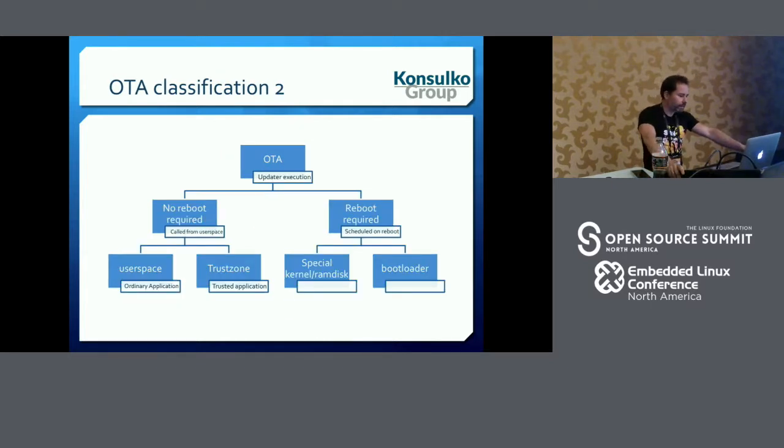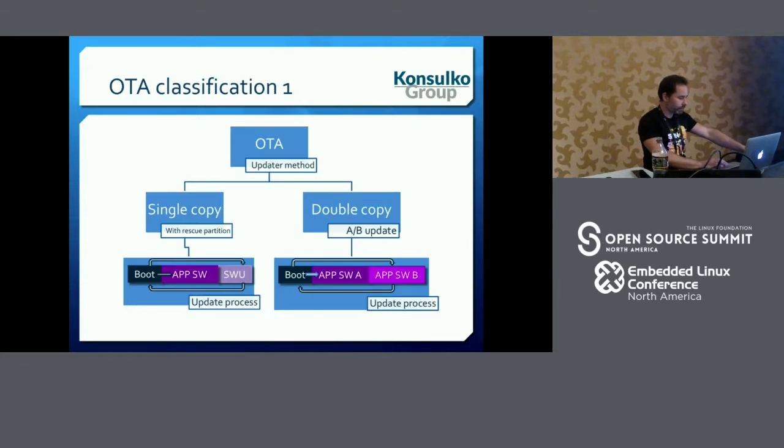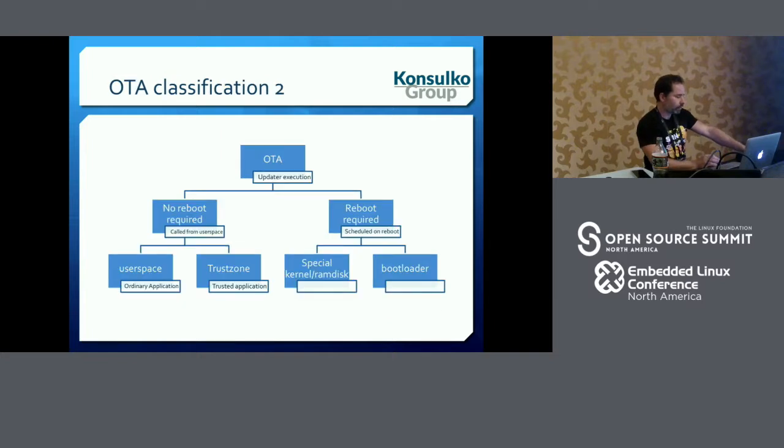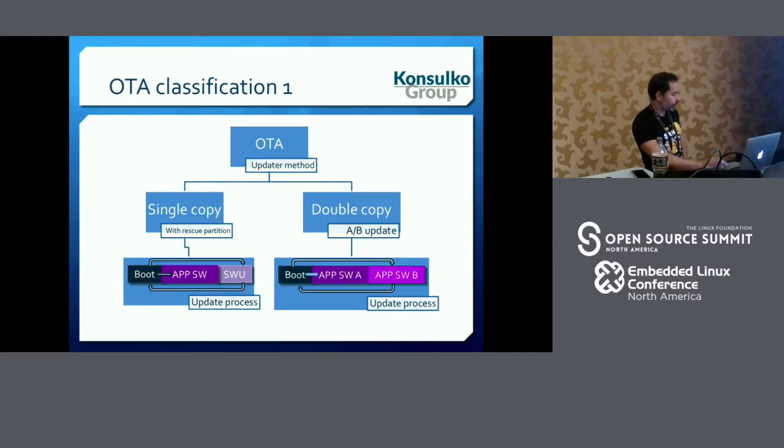The second classification has some relation to the first one, of course, but it's concentrating mostly on the execution context of the updater. So first of all, in case a reboot is required to apply the update, it can happen using a special kernel and initial RAM disk combination, which on the previous slide would be the SWU, or it can be a part of the bootloader, in which case the SWU on the previous slide will be a part of the boot.